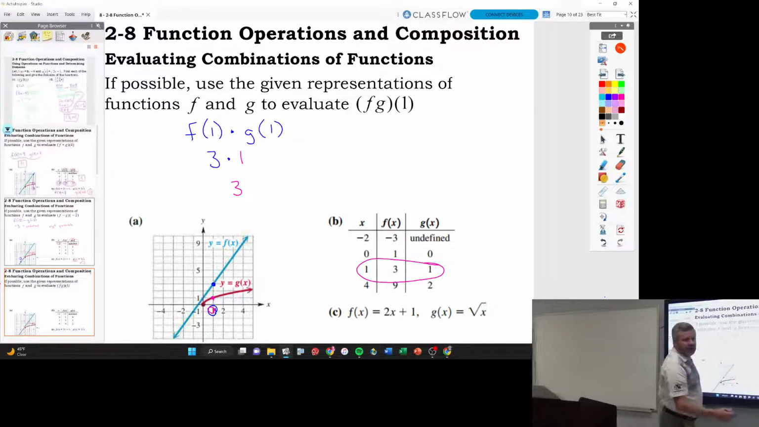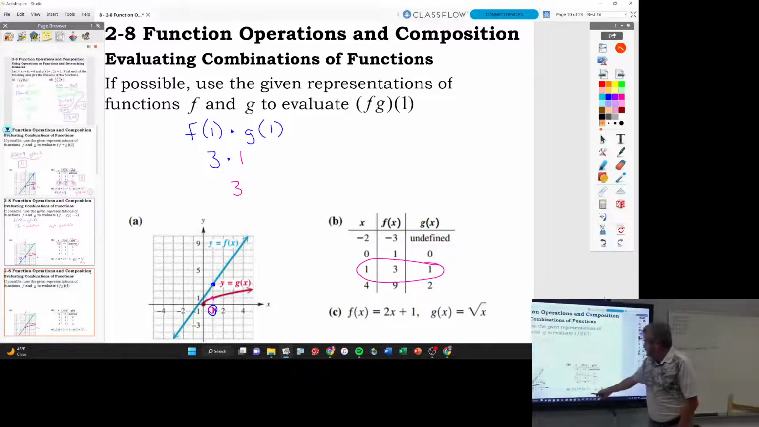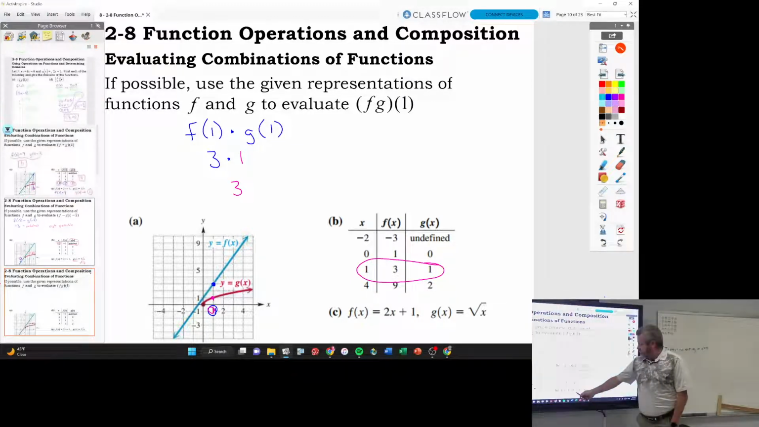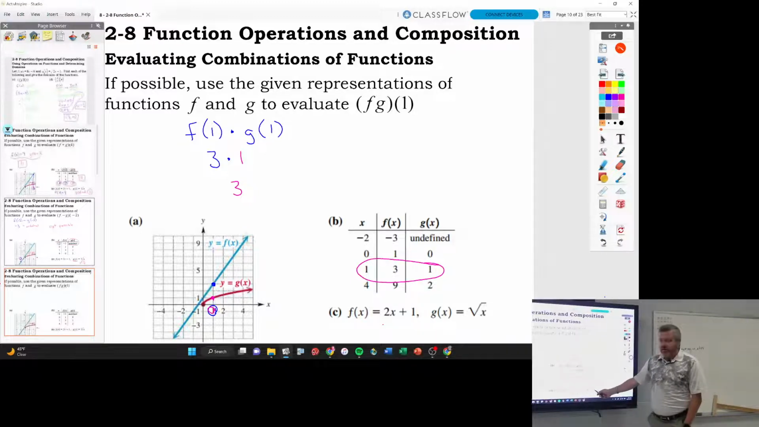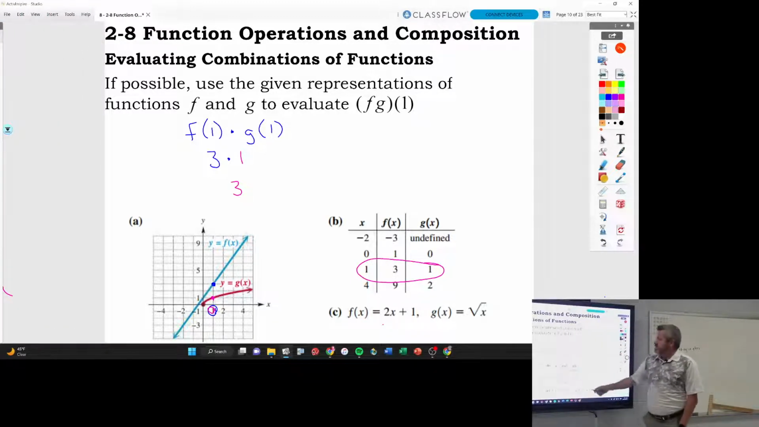Or plug them in if you have the equation. 2 times 1 is 2. 2 plus 1 is 3. So this is 3. The square root of 1 is 1. 3 times 1 is 3.